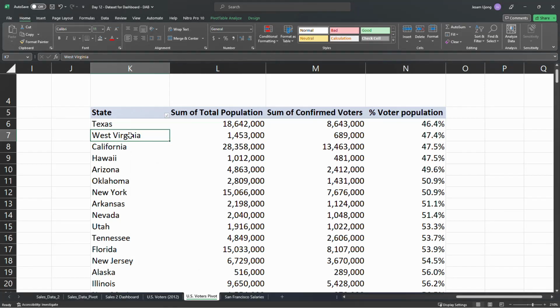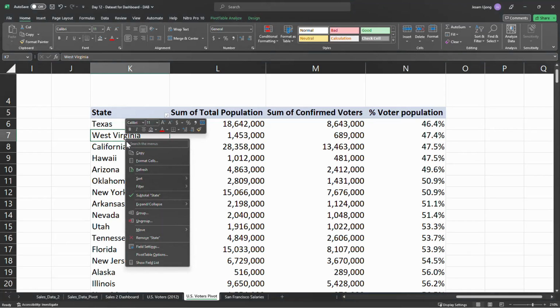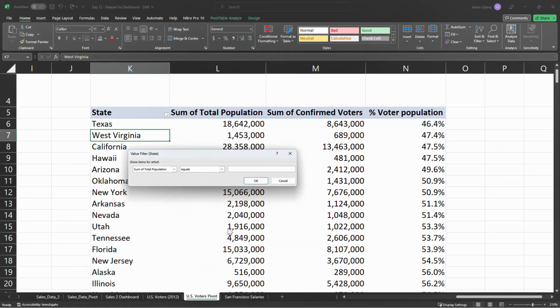So on the states column, I right click and go to filter, right? So we have different filter options here. The one we had gone for was top 10, where we can modify the number, right? But this time around, I went for value filter. So filter based on value. That was the idea. And I clicked on it.